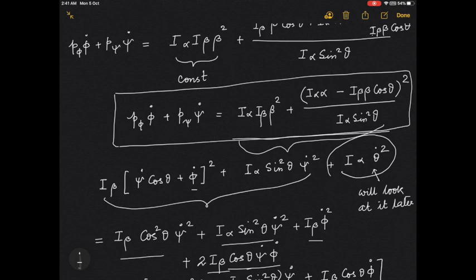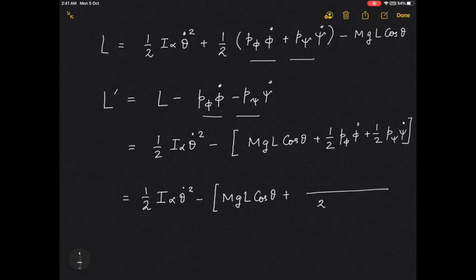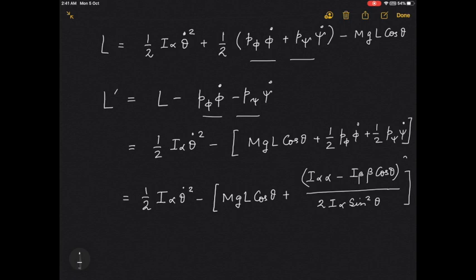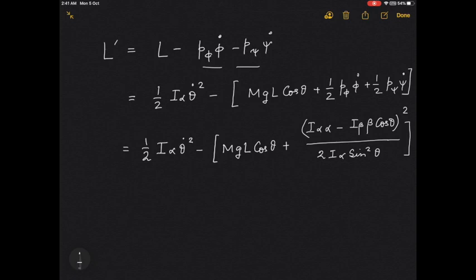So what is this? This has this term which is constant, and Lagrangian doesn't care about a constant term, so I can just throw it away. What all remains is I alpha alpha minus I beta beta cos theta whole square by 2 I alpha sin square theta. This 2 is coming from the half, and in the numerator I have I alpha alpha minus I beta beta cos theta whole square. So that is my reduced Lagrangian, which is now only a function of theta and theta dot. And what we call this? This is the V effective as a function of theta.